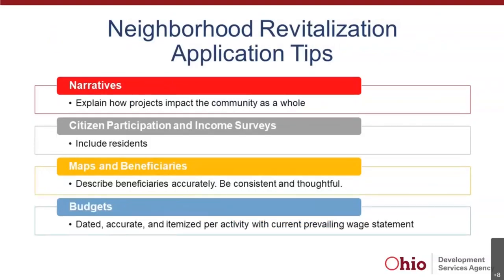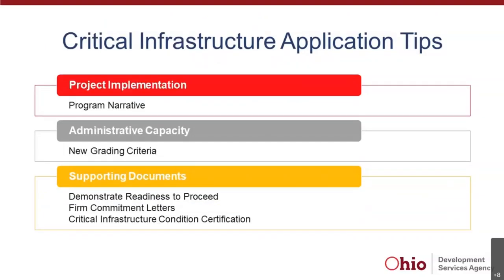The neighborhood revitalization and critical infrastructure applications require a higher bar than the allocation program. You pick your allocation projects and we approve them if they are eligible and meet a national objective. Whereas we will never have enough funding to award every neighborhood revitalization or critical infrastructure project submitted. So your application needs to be well thought out, connect all of the dots, include third-party or supporting documentation, and tell a compelling story.